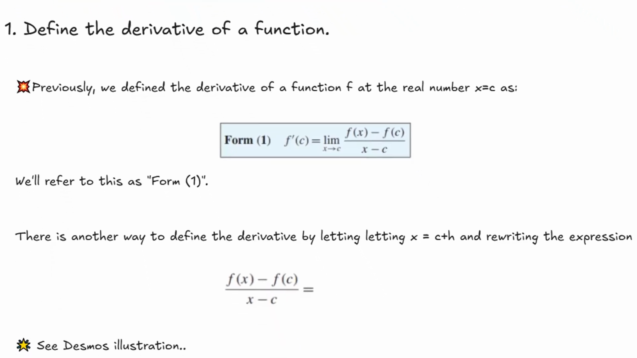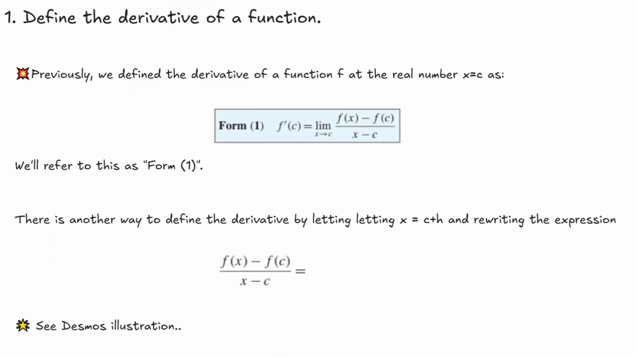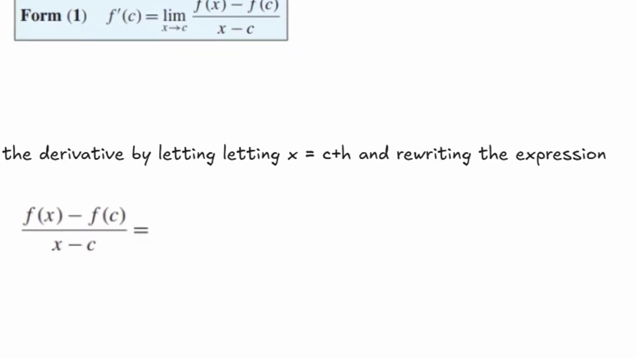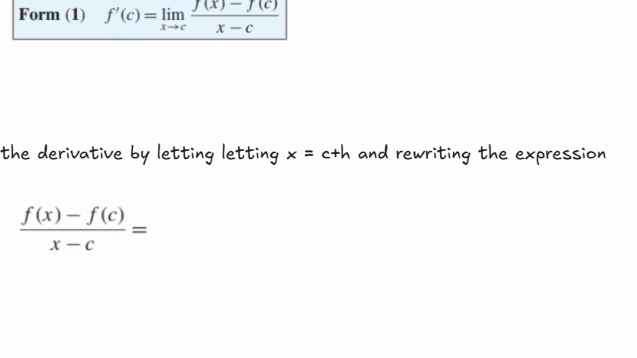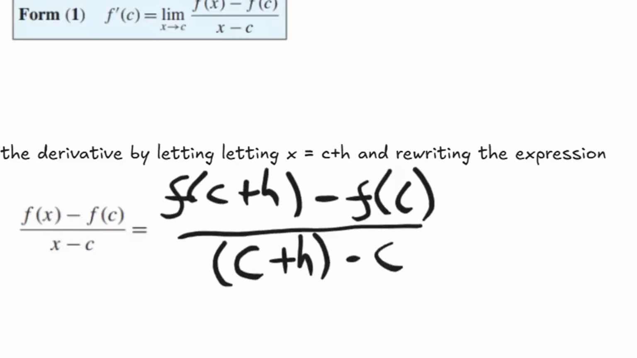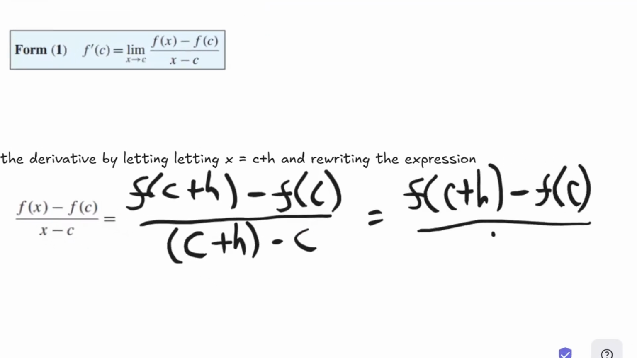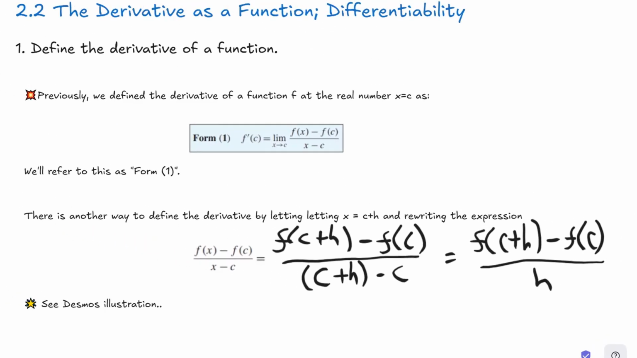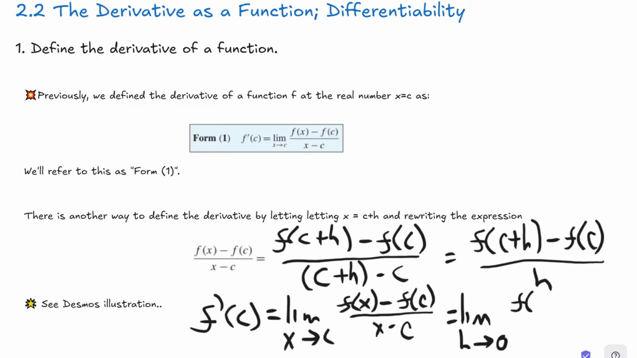There is another way to define the derivative by letting x equal c plus h and rewriting the expression. So the f of x minus f of c over x minus c is going to become this. And then we can further simplify that by canceling the c's in the denominator. Now, since x equals c plus h, then as x approaches c in the limit from form 1, that's going to make h approach 0. So form 1 of the derivative with those changes becomes this. So now we have an equivalent way to write form 1 for the derivative of f at the real number c.